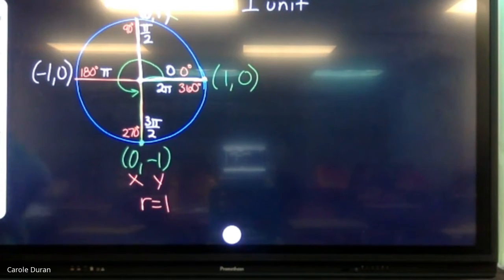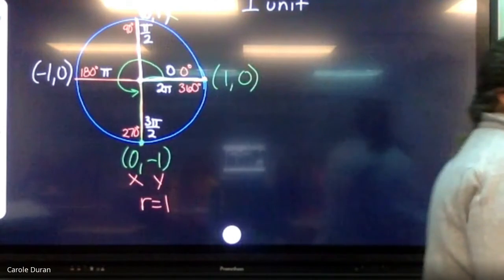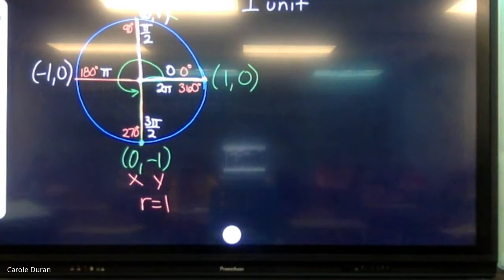We are almost done with what we're doing today. We are finishing this lesson, and then next week we're actually going to build the unit circle on Monday, which I'm super excited about.